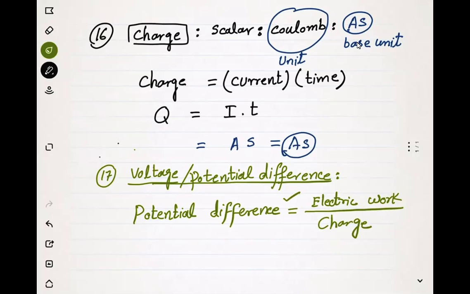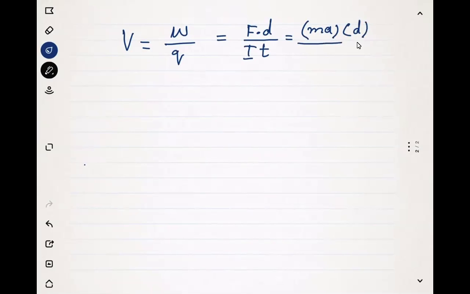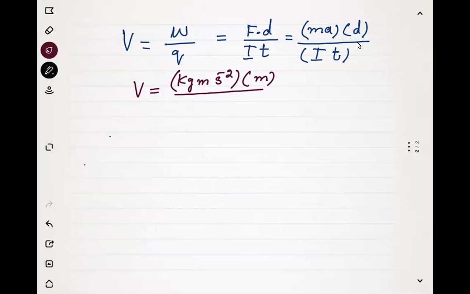Now its unit and base unit. To find its base unit, we can write that since voltage is work over charge, and work is force into distance, and charge would be current into time, finally it would become MA into distance over current into time. So voltage is equal to MA, which would be kilogram meter second minus 2, and distance would be in meters, and current would be in amperes, and time would be in seconds.